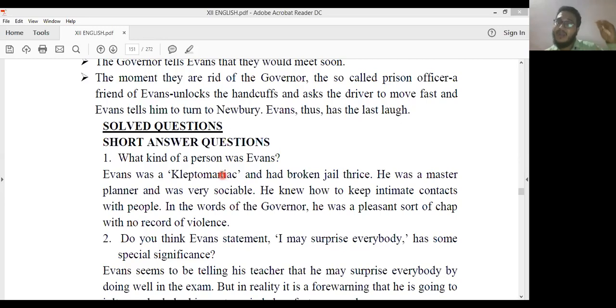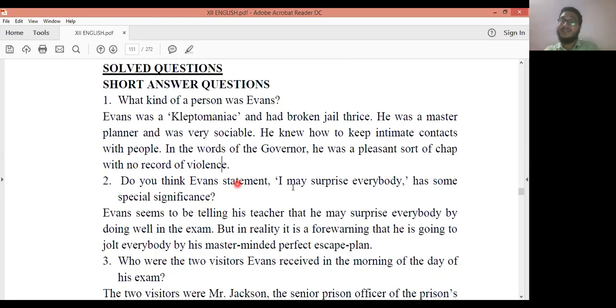So similarly, when you directly or indirectly take a thing from someone else and you steal it, it refers to a part of kleptomania. It's not directly kleptomania, it refers to a part of it. I hope the thing is clear here. One who gets into the habit has a mania. Phobia is fear, and when I come into the habit, it's a mania. So it's kleptomania, mania. Okay, so now comes the next one. Do you think Ivan's statement, I may surprise everybody, has some special significance?